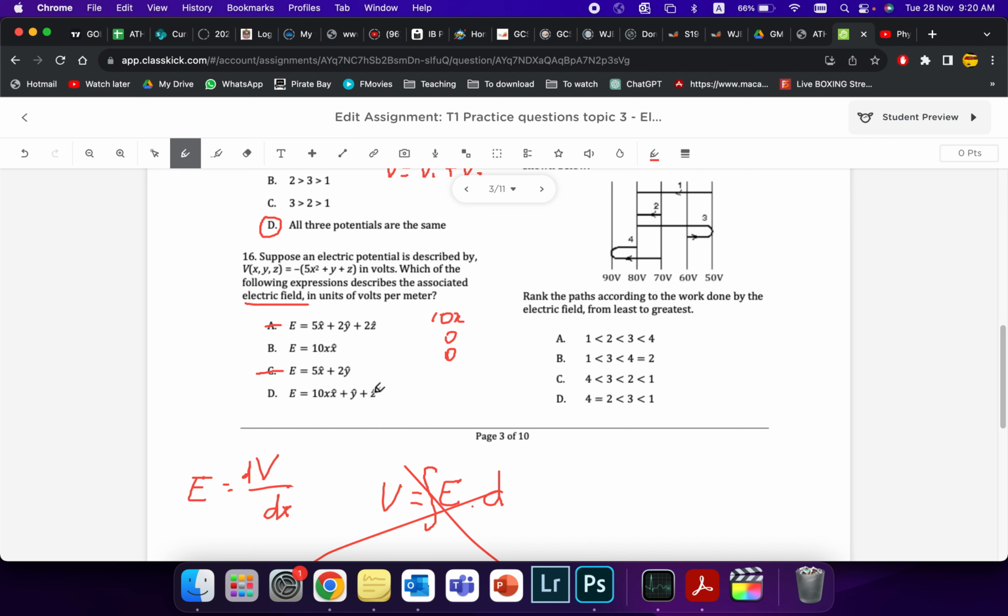So I should have it like this. It should be 10x plus, well, nothing for the y, plus nothing for the z. So I will have it like that to tell me that I have the x value, the y and the z, and this is the result of it.